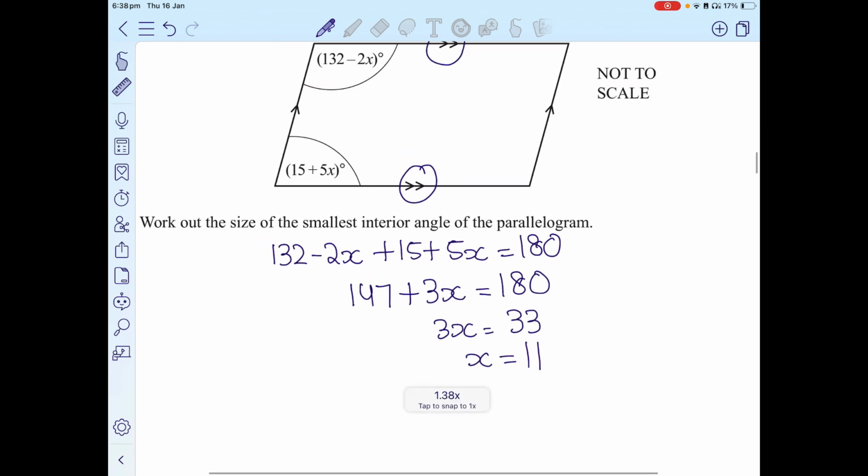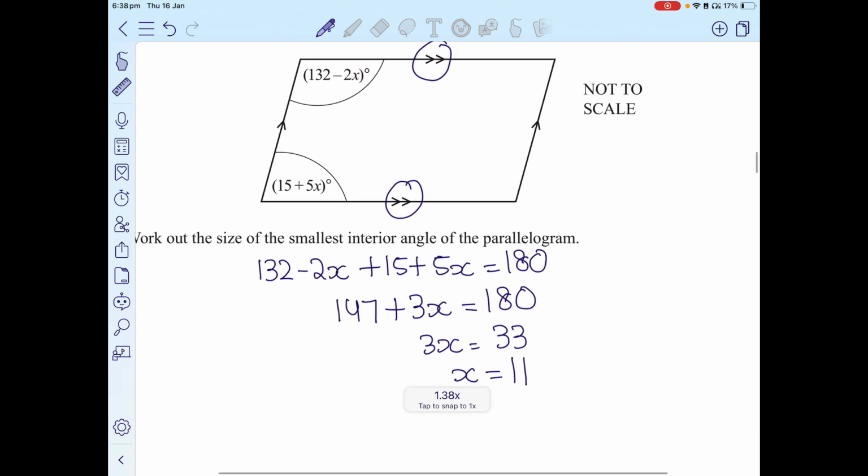Now when x is 11, what is going to be this angle? 132 minus 2 times 11 is going to be 110. So this angle would be 110 and this angle would be 70. Also, if you applied the properties of a parallelogram, you would know that the opposite angles are equal, so 110, this would be 70, and this one would be 110.